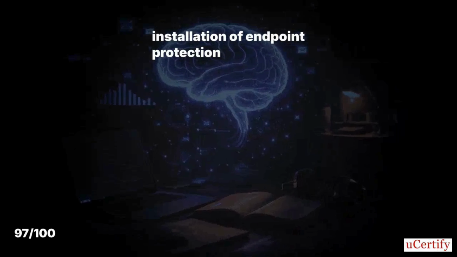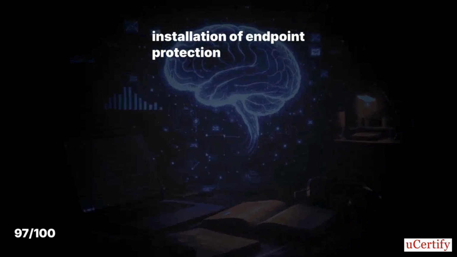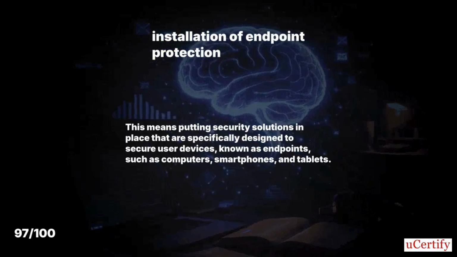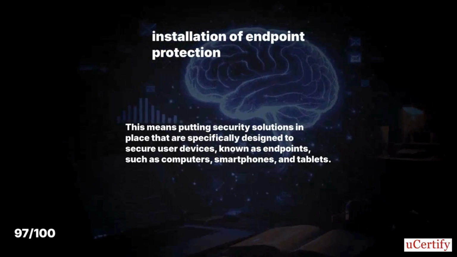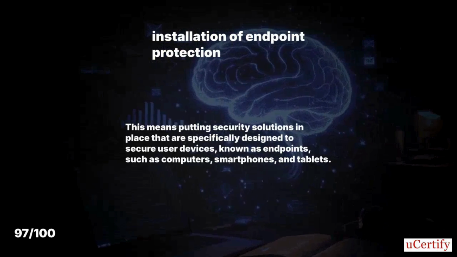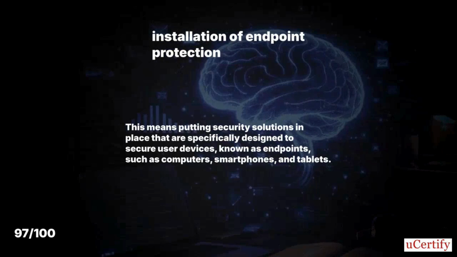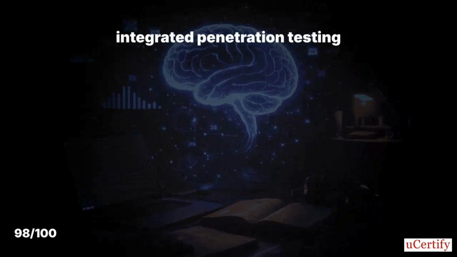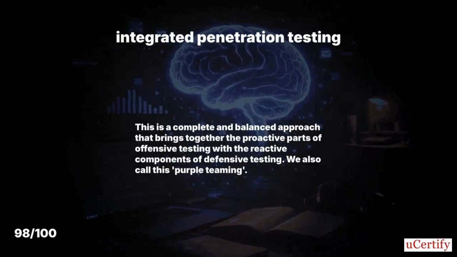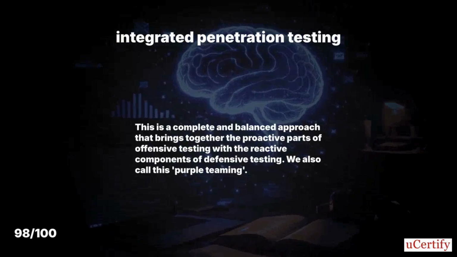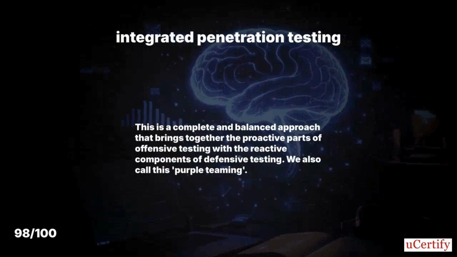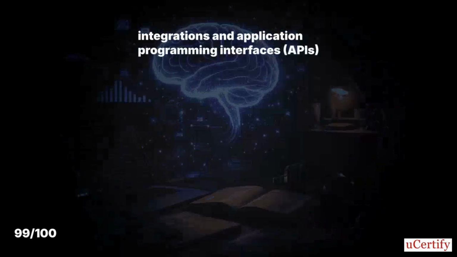Installation of endpoint protection. This means putting security solutions in place that are specifically designed to secure user devices, known as endpoints, such as computers, smartphones, and tablets. Integrated penetration testing. This is a complete and balanced approach that brings together the proactive parts of offensive testing with the reactive components of defensive testing. We also call this purple teaming.